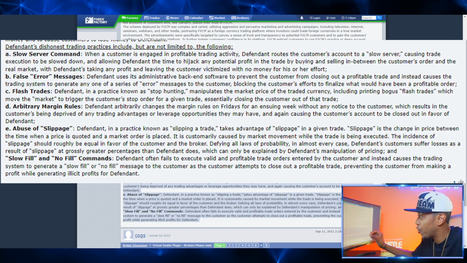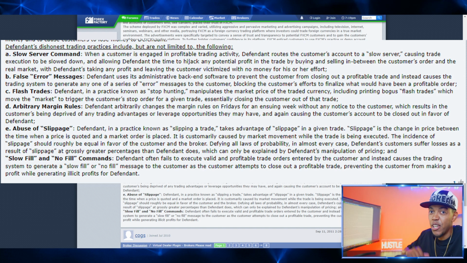Slow server command. When a customer is engaged in a profitable trading activity, the defendant, in this case the actual broker, routes the customer's account to a slower server, causing the execution to be slowed down, allowing the broker the time to hijack any potential profit in a trade by buying and selling in between the customer's order and the real market, taking any profit and leaving the customer victimized with no money for his or her efforts.